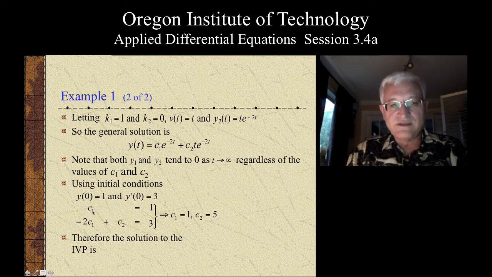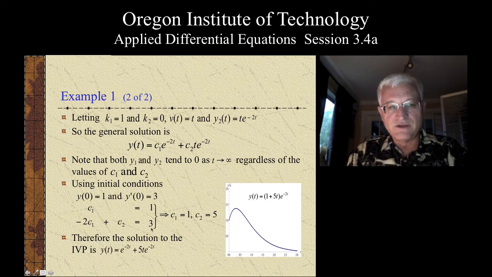So we know that c1 is equal to 1. And we can just plug in a 1 here. Substitution would be the easiest way to go. We now know that c1 and c2 are 1 and 5, and so we end up with this expression. You can plot it. Looks kind of cute. There it is. And you're done with this example.